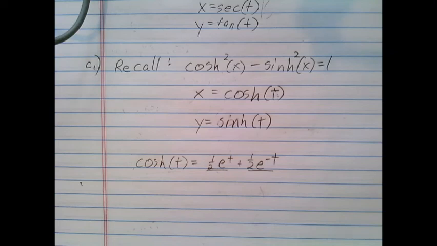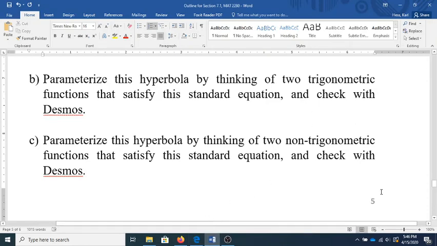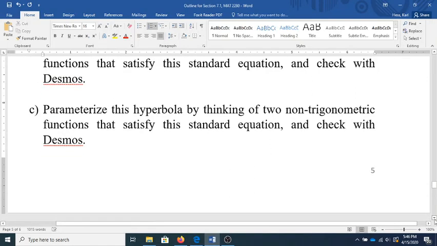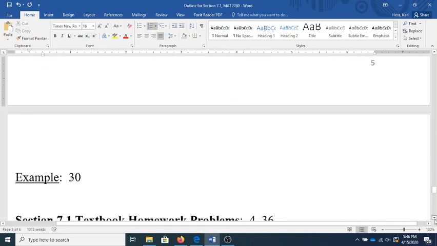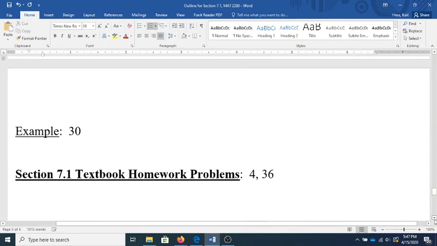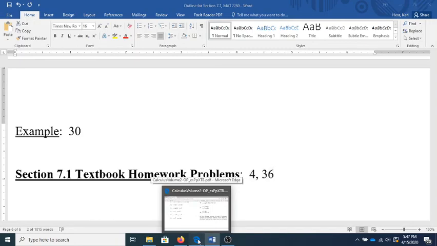So anyway, that's that. Let's see what else is on our outline here. Aha, a book example. And then that's it. So we'll do one example from the book, and then here's the homework problems from the book that you need to do. And we're nearly at the end of this recording, but one more problem.